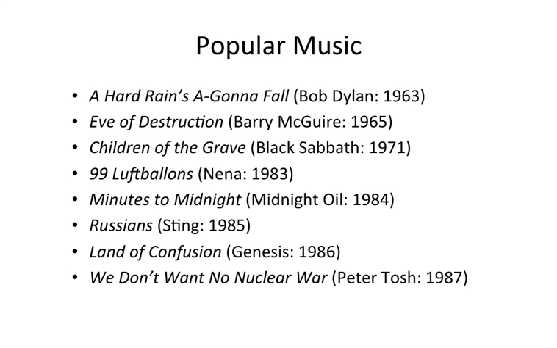Popular music: all of these songs you see here were significant songs with respect to the charts, but also had very strong anti-nuclear war or anti-nuclear messages in them. You can see they span a wide period, from Bob Dylan's well-known classic, "A Hard Rain's Gonna Fall," all the way to "We Don't Want No Nuclear War," which was a minor hit for Peter Tosh back in 1987.